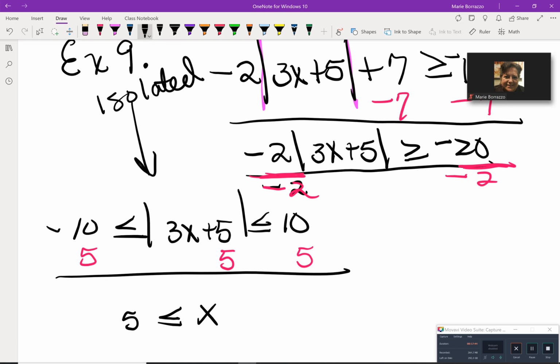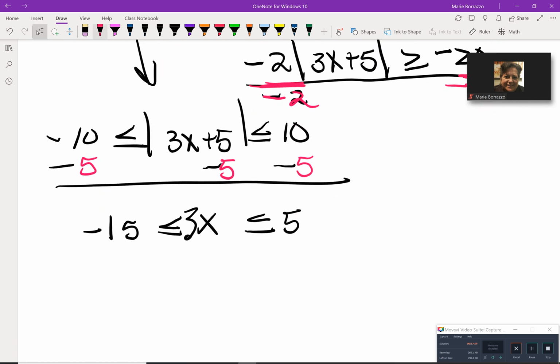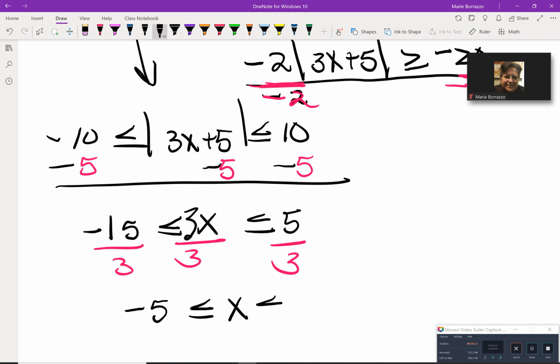So what's going to happen is we're actually going to subtract that 5 on all three of these. So you'll have -15 is less than or equal to 3x is less than or equal to 5. Sorry about that. I missed the positive. And now we're going to divide by 3 here, here, and here. And we are now left with -5 less than or equal to x less than or equal to 5/3.